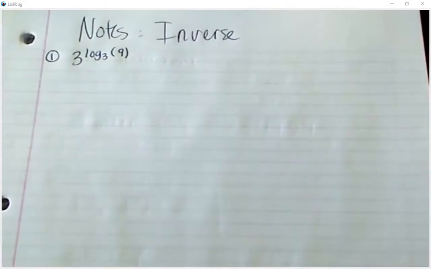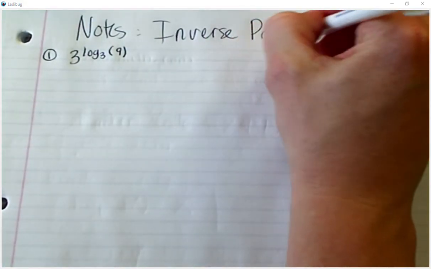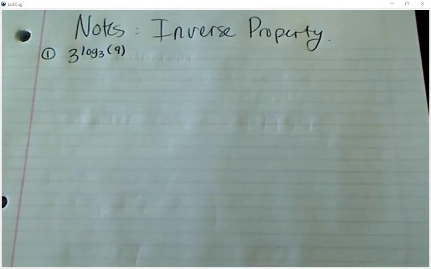In your table groups, it doesn't matter. See if you can figure out, right? We're going to start notes on inverse property, which is going to take us into some of our solving today. Okay. I'm going to put up a couple statements. Figure out what they simplify to. Okay? Talk to each other. Come up with a reason.